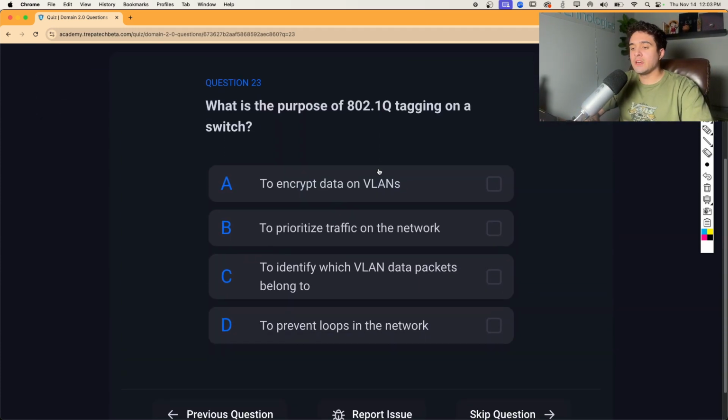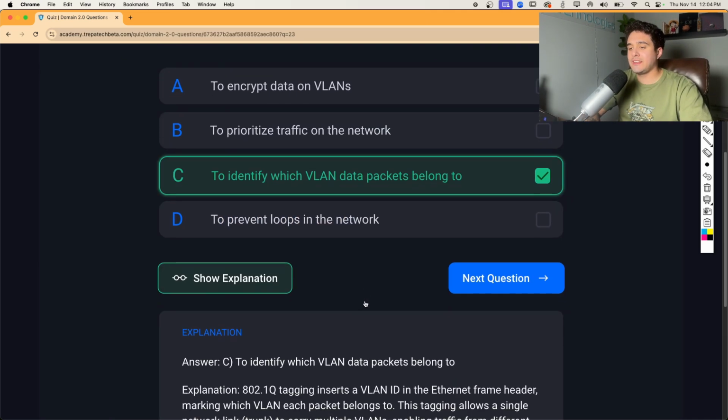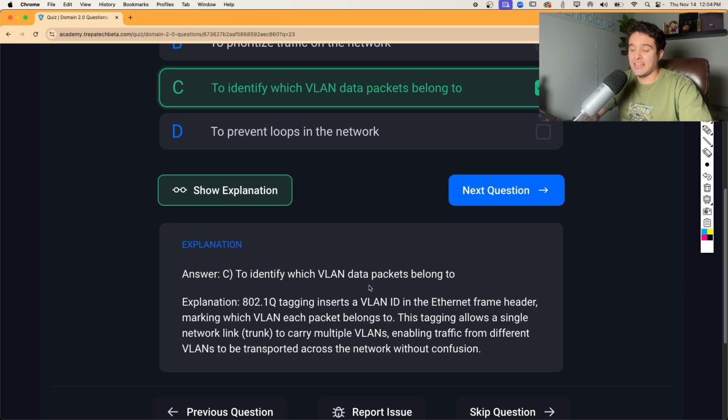Question 23. What is the purpose of 802.1Q tagging on a switch? That's VLANs, right? 802.1Q is the trunking standard for VLANs, for network segmentation at the frame level. So C, to identify which VLAN data packets belong to, the IEEE 802.1Q standard. Pause the video if you'd like to read the explanation.